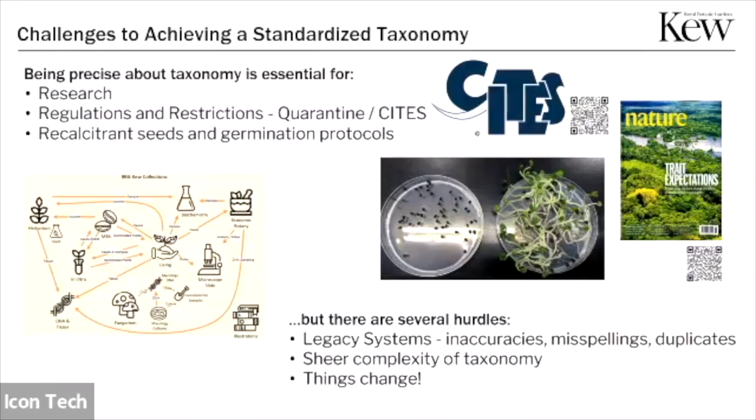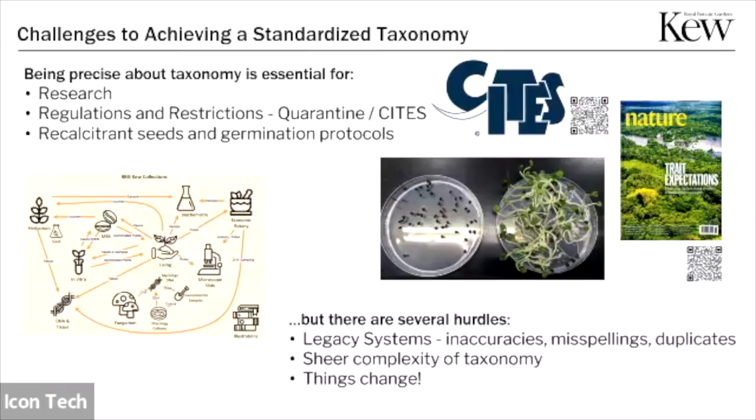One of the most recent collections we've moved into the system is the living collection. And it's this collection that has given us a significant increase in what we need to manage regarding taxonomy. Hardly needs saying, the taxonomy is essential. We need to be clear about our taxonomy for research. We need to know what we're talking about. We need to be able to apply regulations and restrictions correctly based on species. And for the seed bank collection, we need to be able to apply correct germination storage procedures for those particular species.